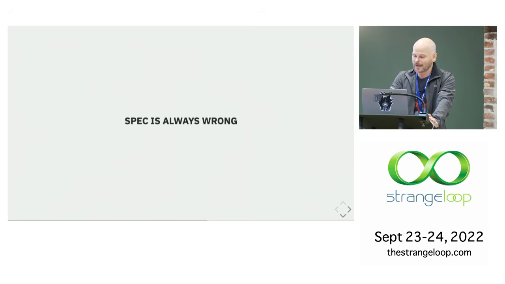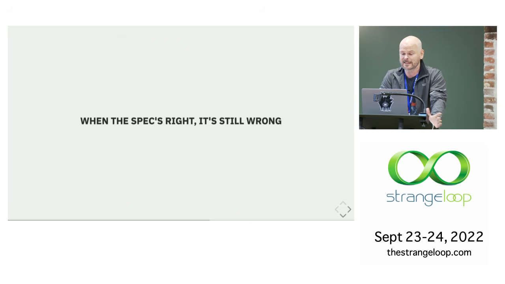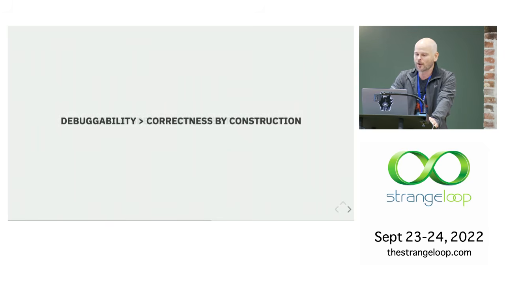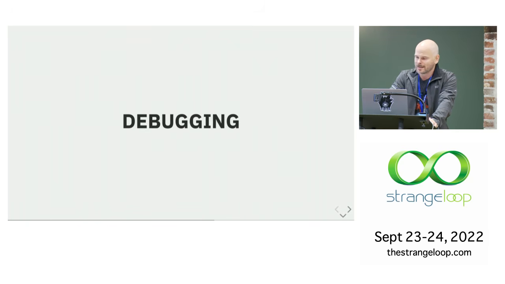It doesn't matter where you got it or who said it. The only complete spec for any non-trivial system is the source code of the system itself. We learn through iteration. And when the spec's right, it's still wrong because the software will change tomorrow. All software is continuous change. The spec today is not the spec tomorrow, which leads me to say that overall debuggability is, in my opinion, more important than correctness by construction. So let's talk about debugging.